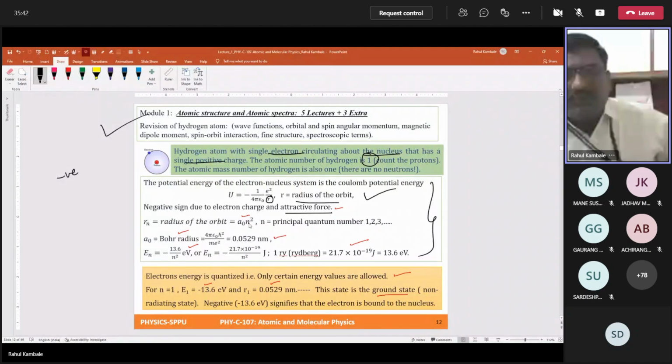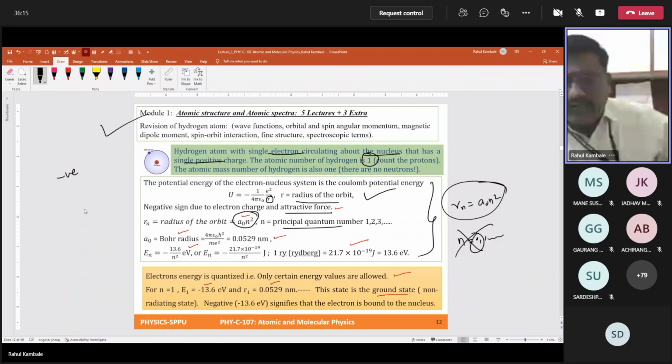Then the radius, which is directly calculated, that is Rn is equal to A0 n squared. Right now, this n is the principal quantum number. Definitely, I will explain what it means. So 1, 2, 3, something like that. But most of the students are really surprised. Do you write n equal to 0, 1, 2, 3? But how can it be 0? So whenever you are writing, the understanding should be very clear.